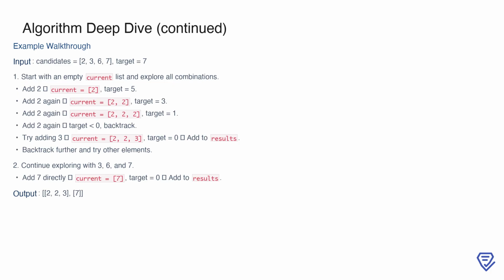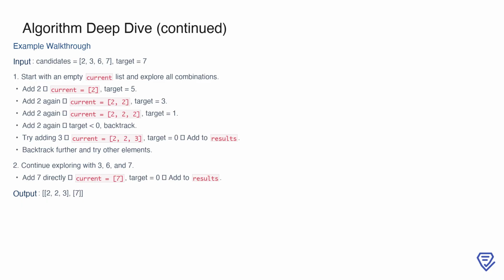Suppose the input candidates array is 2, 3, 6, 7, and the target is 7. We start with an empty current list. First, we add 2 to current, making the target 5. We add 2 again, reducing the target to 3. Adding 2 once more brings the target to 1. If we try adding 2 again, the target becomes negative, so we backtrack by removing the last 2.